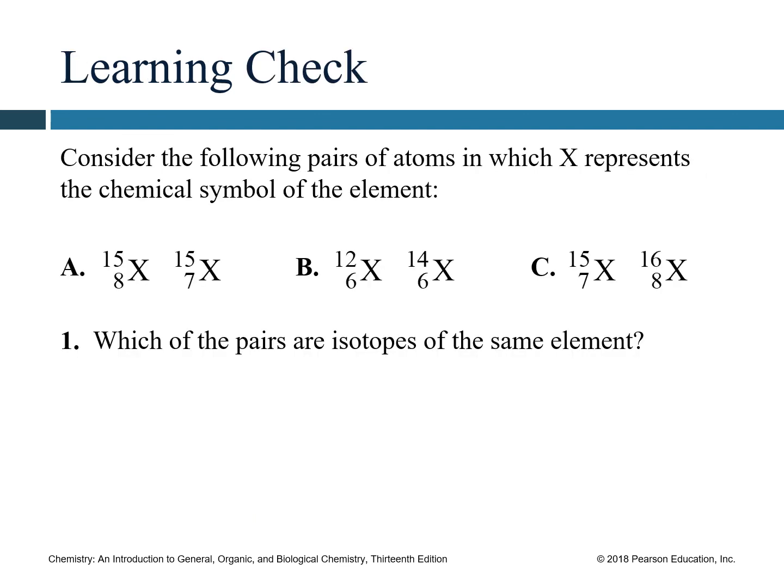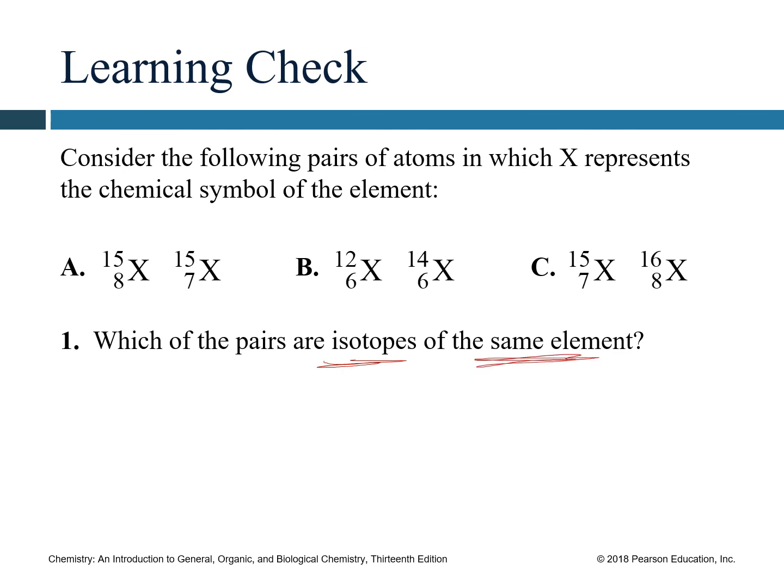Okay. The next question is, consider the following pairs of atoms in which X represents the chemical symbol of an element. So these are the options. Which of the pairs are the isotopes of the same element? Assuming X is an element, X represents the chemical symbol of an element. The question is asking which of these 3 pairs are the isotopes of the same element.